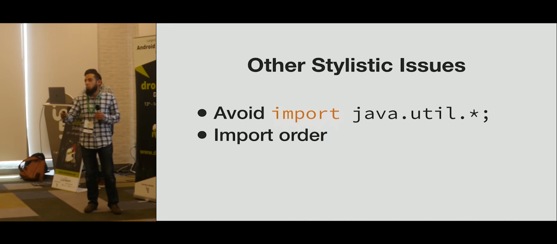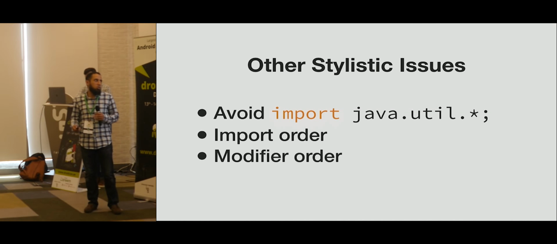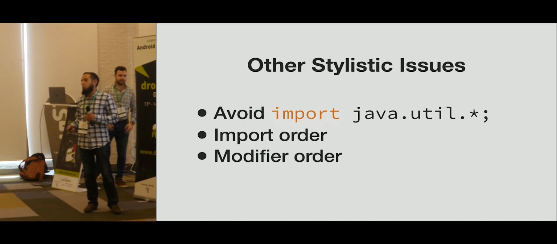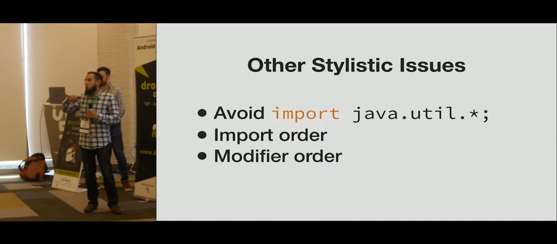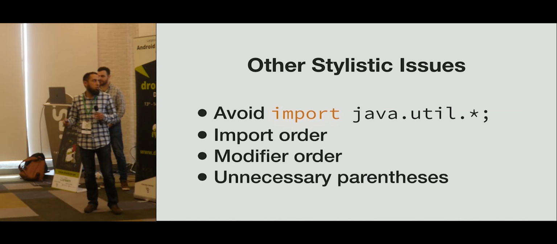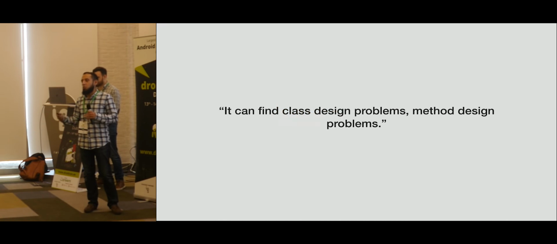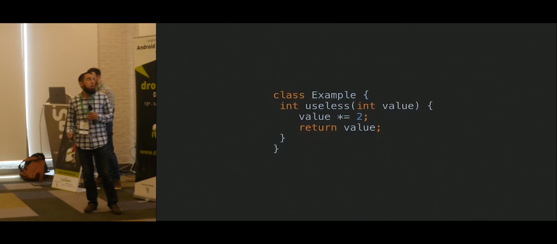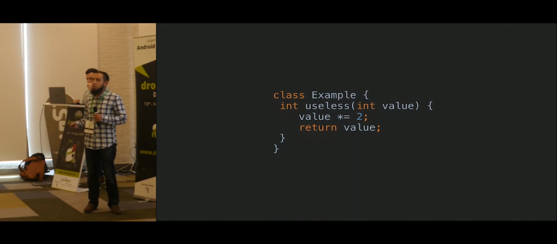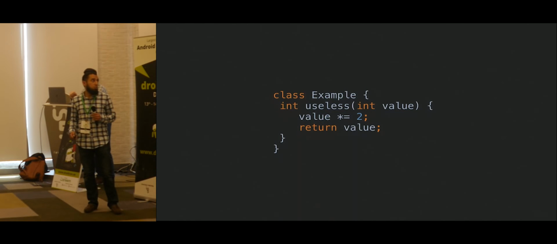For example, if you do an import with star in the package, you shouldn't do that. The order of imports, some people like packages to come before org and so on and so forth. The modifier orders are public fields before private fields or protected, what order you do them in, adding unnecessary parentheses and so on. It also tries to catch some code smells and issues with design in your methods or classes. So let's give some examples.